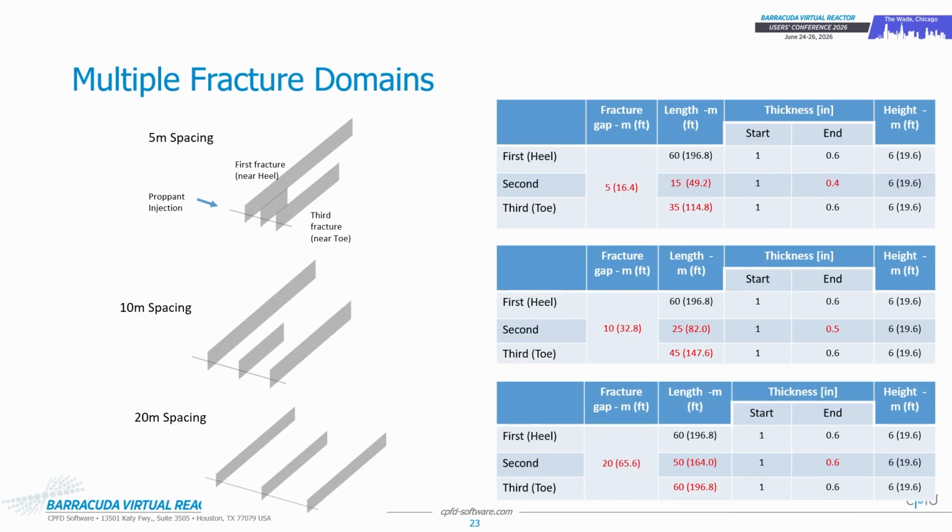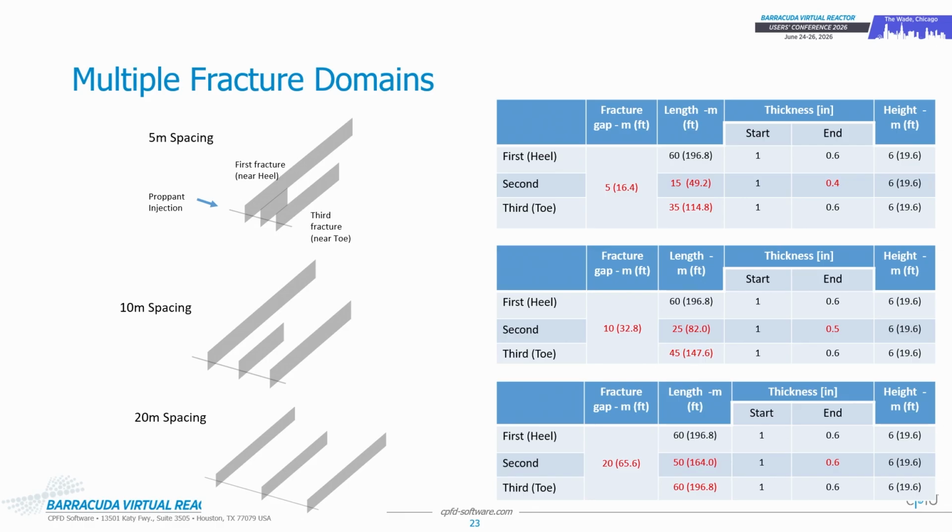So for that, we set up 3 cases down here. As you can see, these are multiple fracture domains. Like I said, each one of these rectangular fractures is an idealized domain, but still quite close to reality in terms of the dimensions here. So we have 3 fractures. The key difference is the spacing between the 3 models. In the first example, the spacing between the fractures is 5 meters. In the second example, it is 10 meters. And the third example is 20 meters.